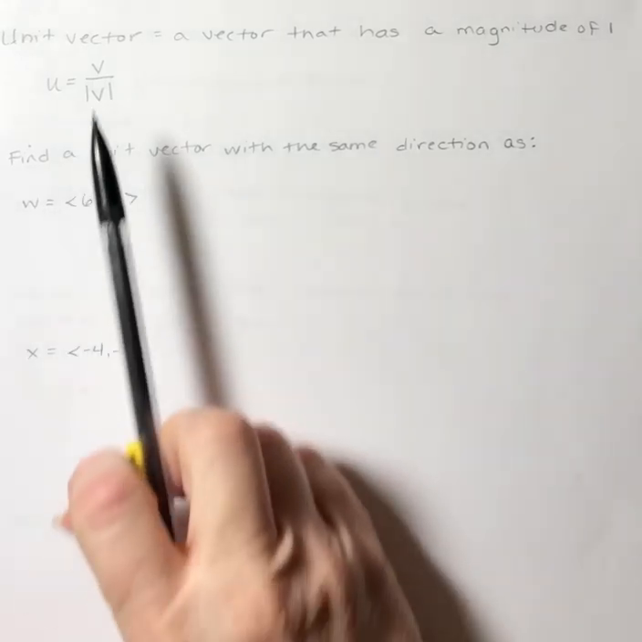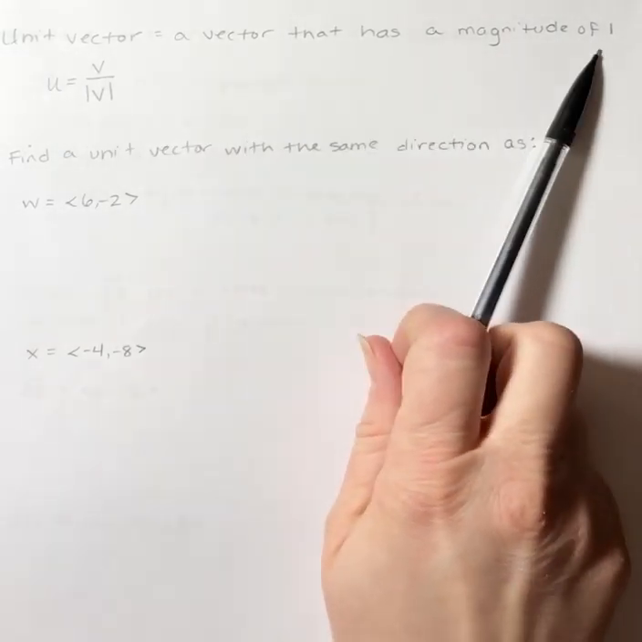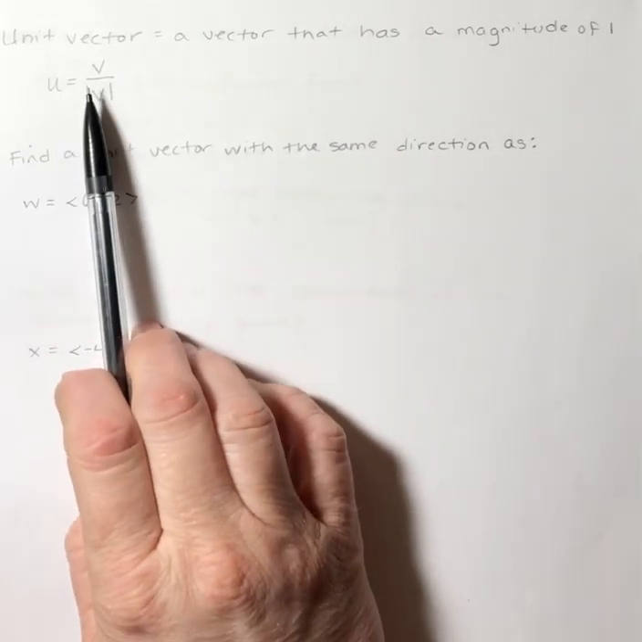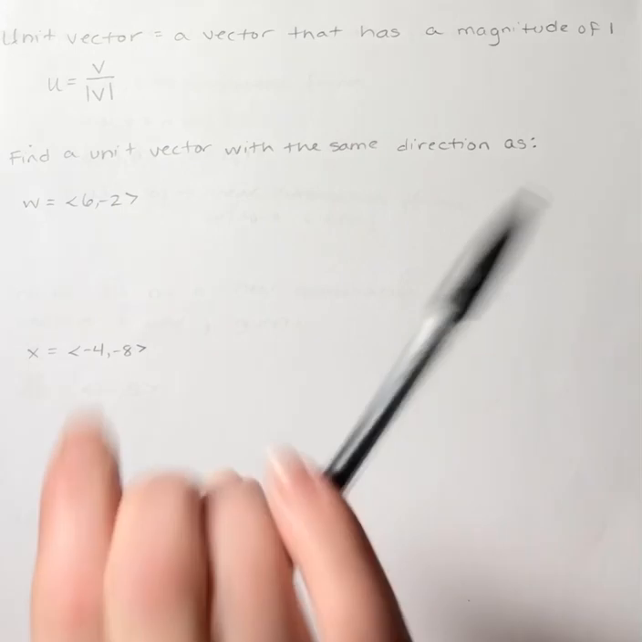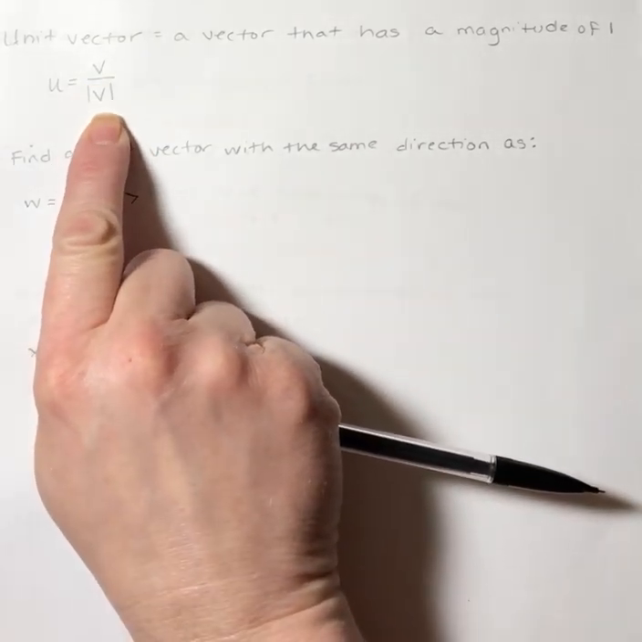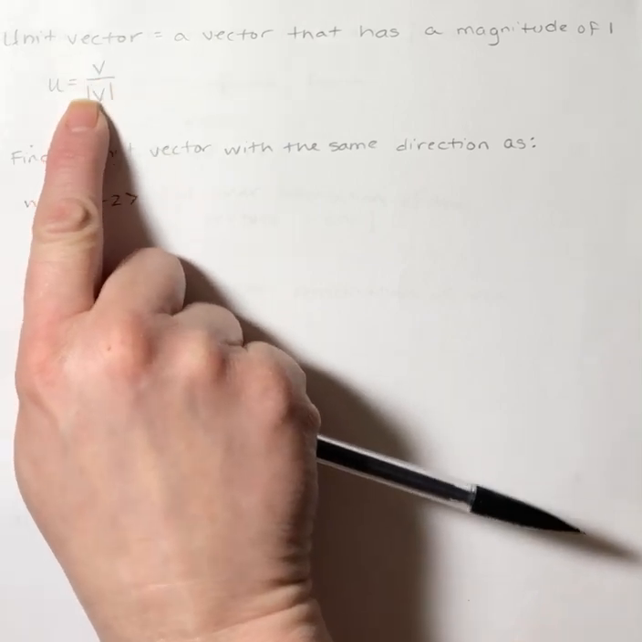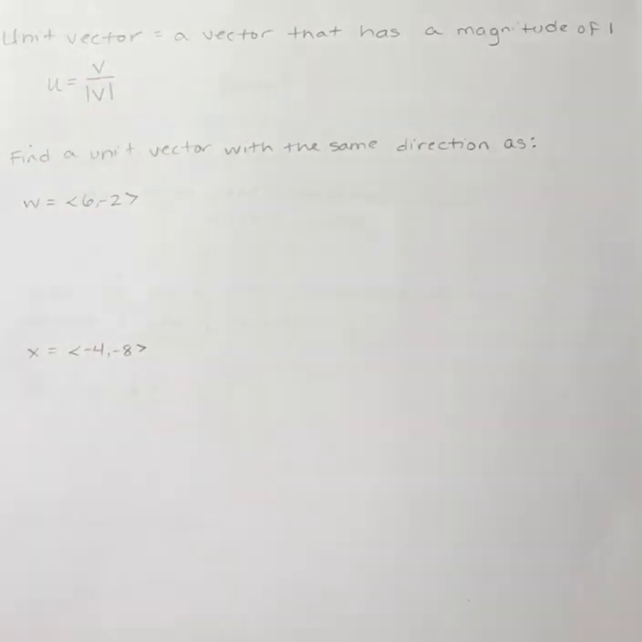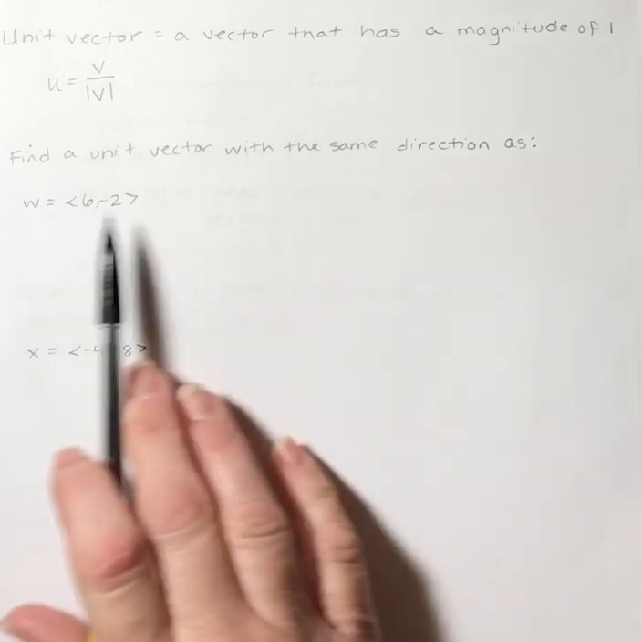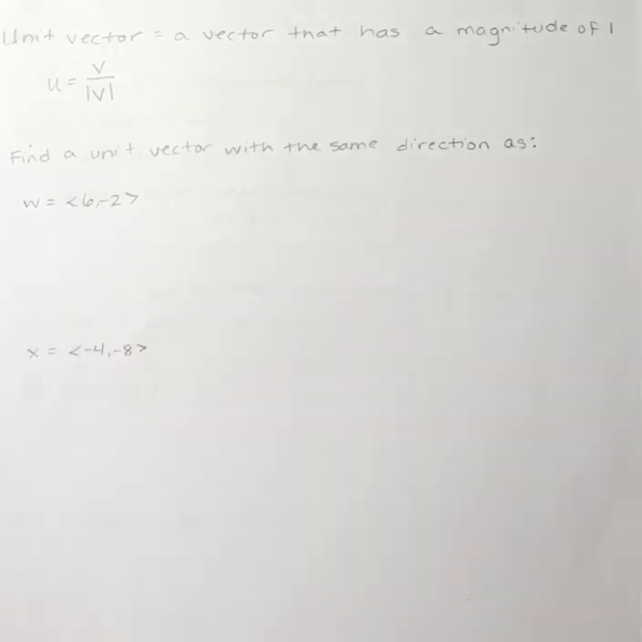A unit vector is a vector that has a magnitude of 1. Its length is 1. So the way that you find a unit vector given a vector is you take the vector and you divide it by its magnitude. And what that will do is give you a vector who has a length of 1. Okay? So find a unit vector with the same direction as these two.